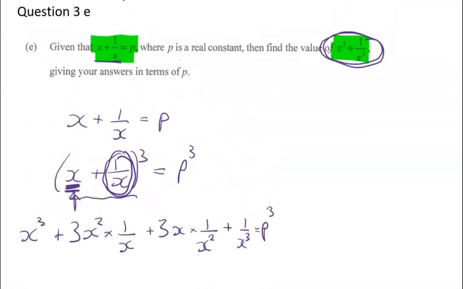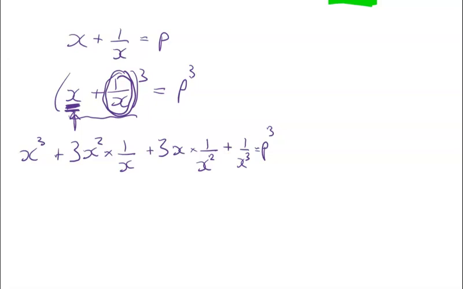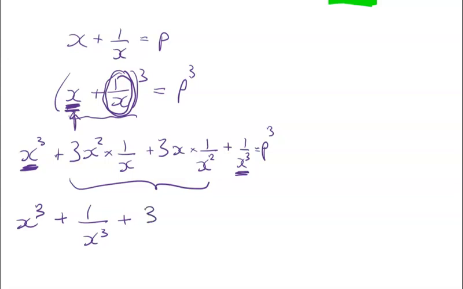Let's just get the Pascal's triangle coefficients out of the way. Now, cleaning this up, you can see that where we want to get to is the x cubed plus 1 over x cubed, and we've got that sitting in here nicely. We've got x cubed here and 1 over x cubed here, and then we've got this extra stuff. So let's write it as x cubed plus 1 over x cubed, plus 3x plus 3 over x equals p cubed.